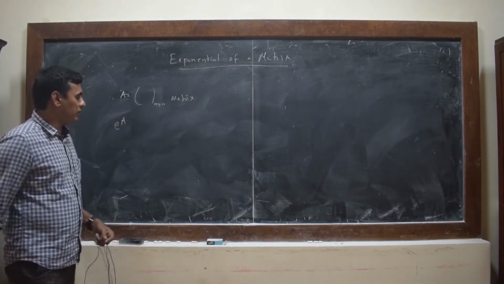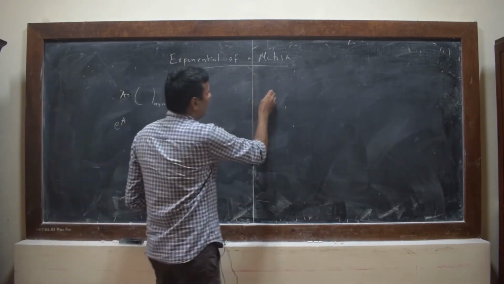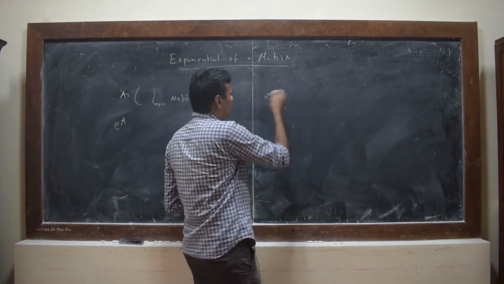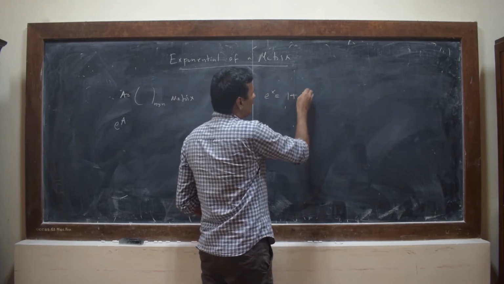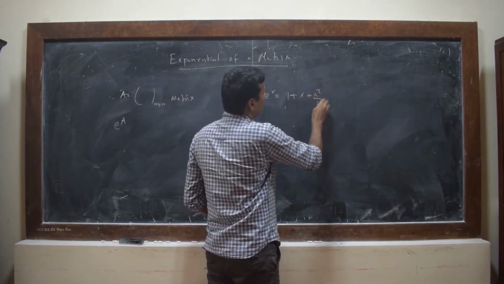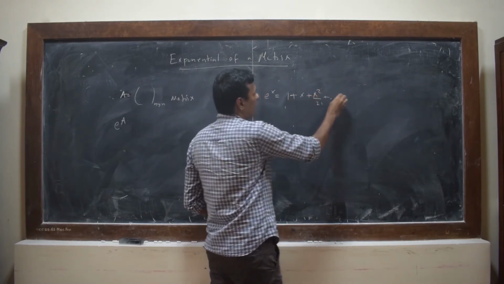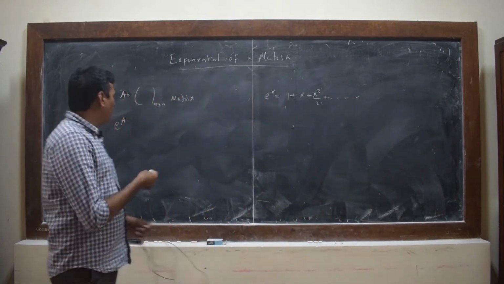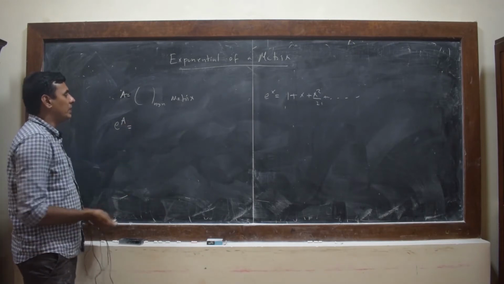So, generally, if x is a variable, and e power x, if x is a number, then you can say that 1 plus x plus x square by 2 factorial, this is the expansion of e power x, right, plus etc. etc. Okay. So, that will be the case. Now, in the case of the exponential of a matrix, similarly you can define it.